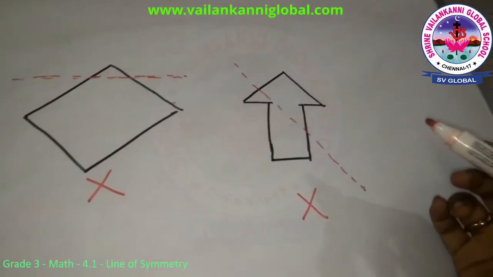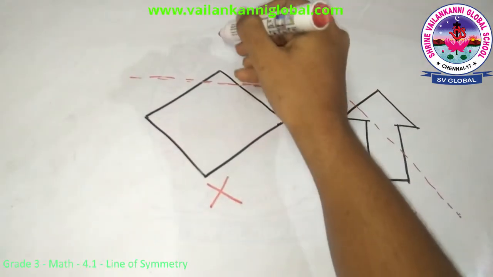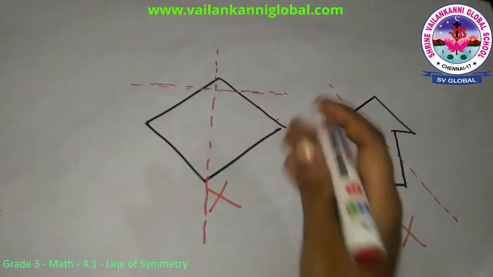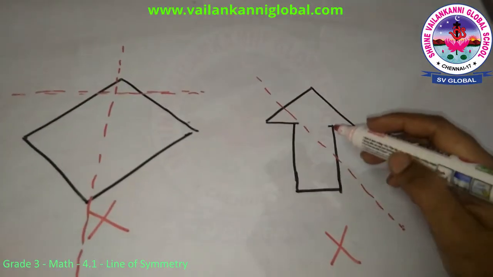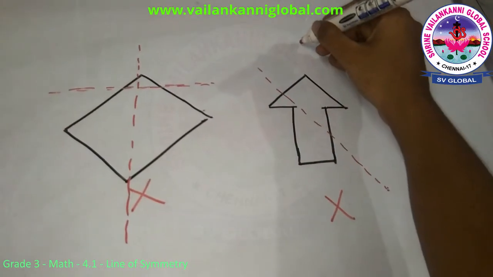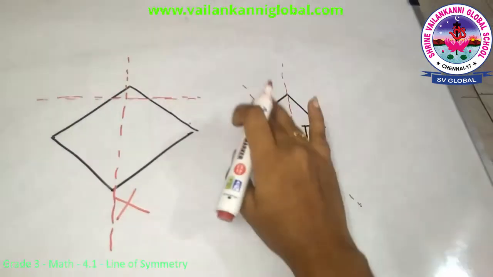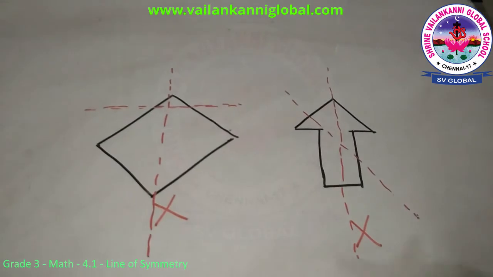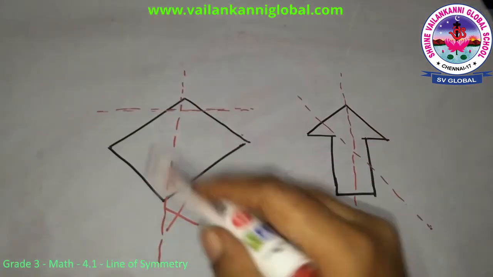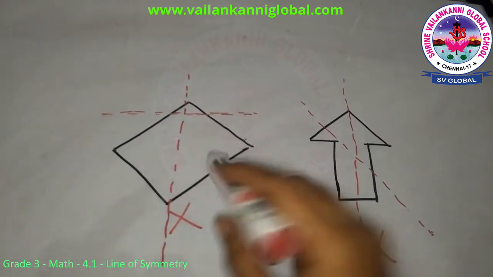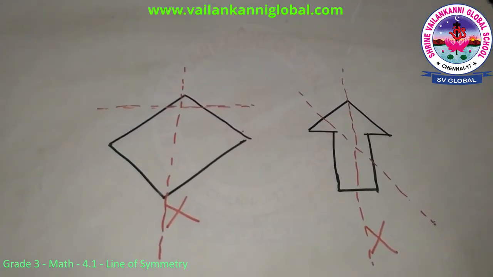So how can we draw a line of symmetry for this shape? We can draw the line of symmetry like this. So when you fold it, these two halves will match. Similarly, for this shape, you can draw the line of symmetry this way. And if you fold, this side and this side will be equal. So this is a line of symmetry. When you cut it or when you fold it, the two halves should exactly match or overlap each other.